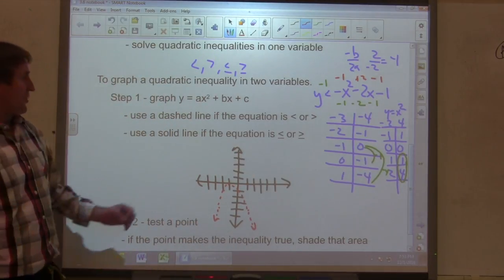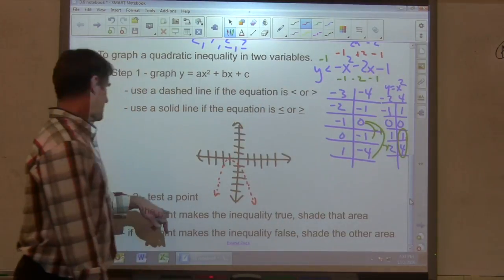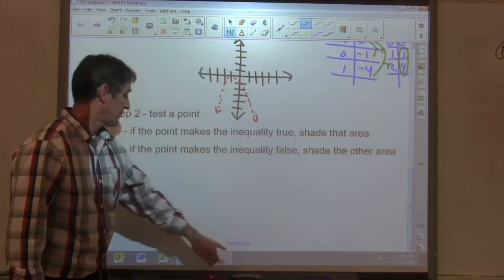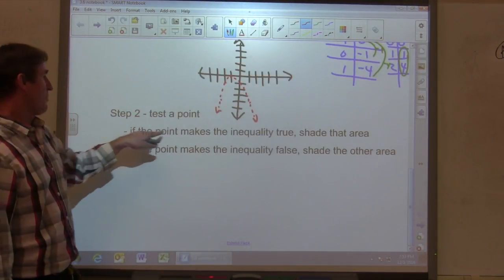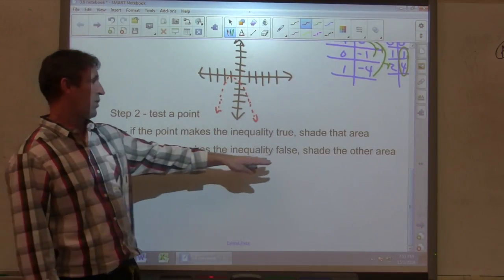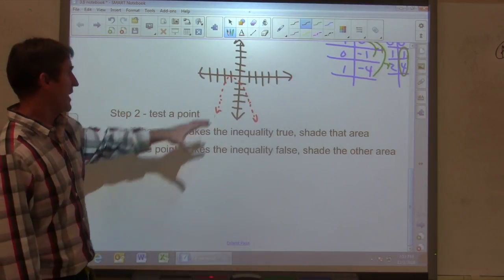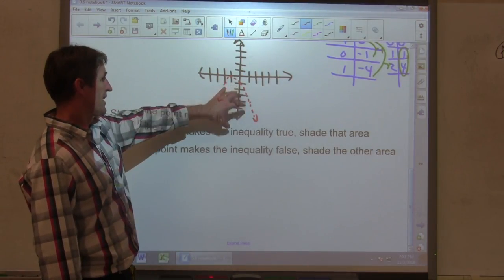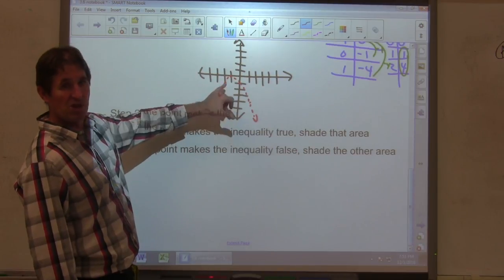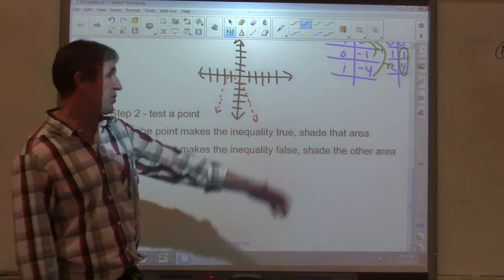And then what you have to do is, the book says, just test a point. If the point makes the inequality true, shade that area. If the point makes the inequality false, shade the other area. Now the book will tell you to pick a number inside this, and if that number inside it works, shade there. And if it doesn't, shade outside. And that's fine to do.